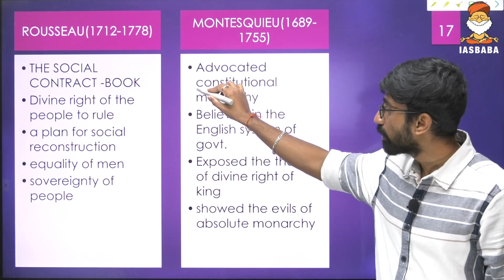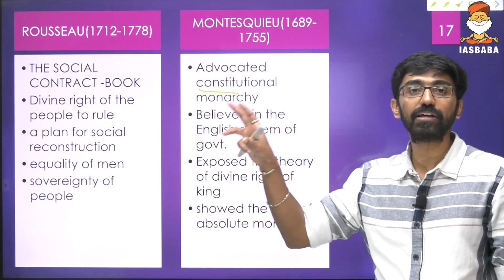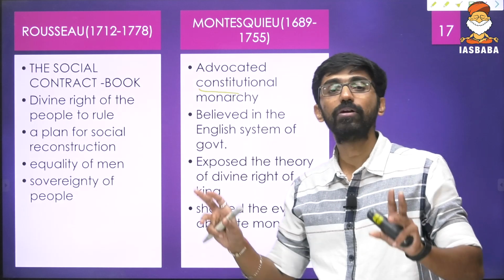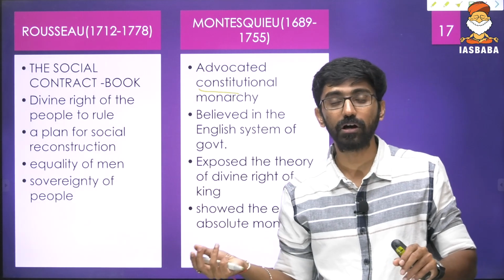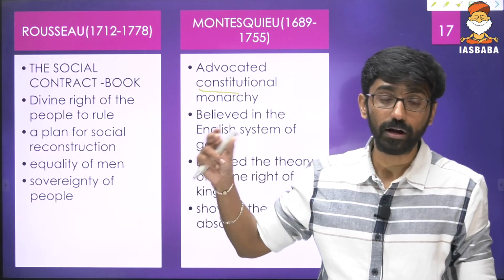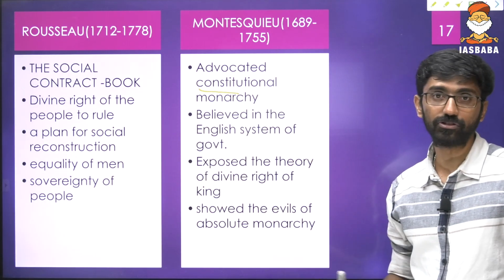He is talking about how there should be a constitutional monarchy. And he showed the evils of this absolutist monarchy, what the Bourbon monarchy was doing, how it was filled with corruption, nepotism, and favoritism, the kind of luxurious life they were living, not caring for the people. He gave expression to those ideas.